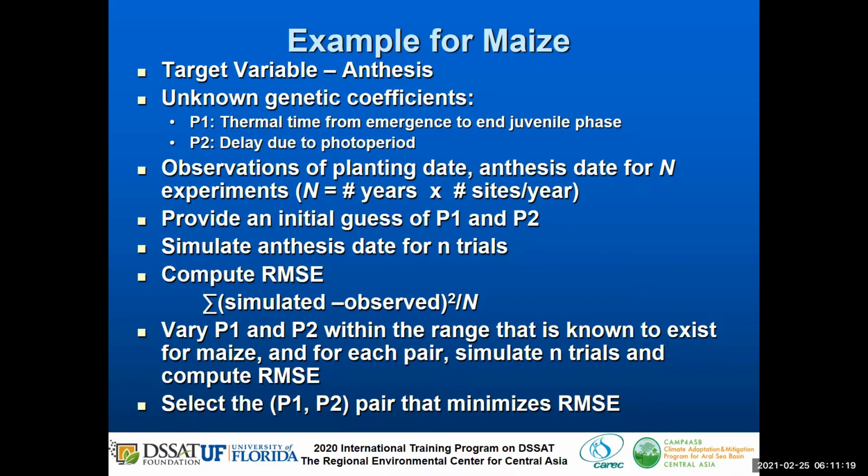So when we find the smallest value for the root mean square error, we select those values for P1 and P2 and determine that those are the cultivar coefficients that define the number of days from planting to flowering.